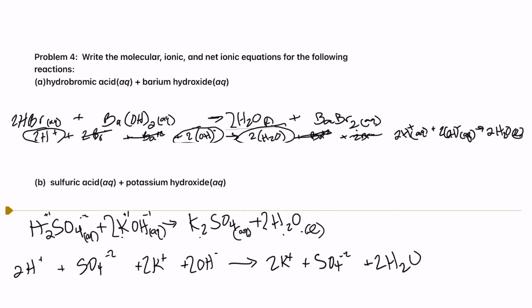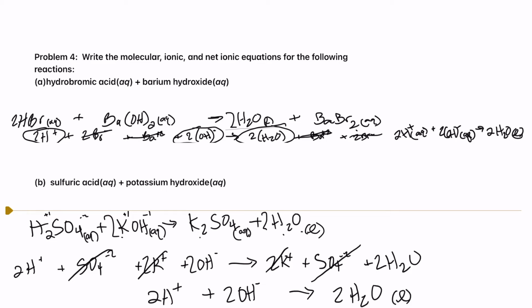And so we know we are dealing with aqueous reactants, and we had our 1 liquid product. The others are aqueous, so we can cross out anything that is not unique. It appears on the reactant and product side. We're left with our net ionic equation of 2 H+ that are aqueous, 2 OH- that are aqueous, and 2 H2Os that are liquid.